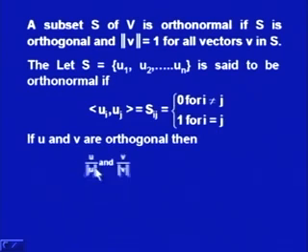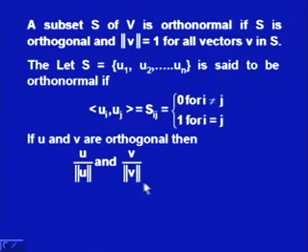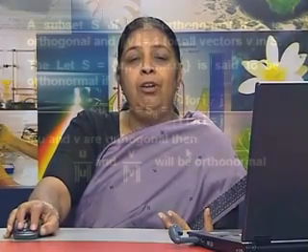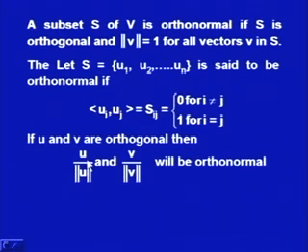If u and v are orthogonal, then u divided by norm of u and v divided by norm of v will be orthonormal, because orthogonality does not mean orthonormality. Orthonormality requires that their norm should be 1, so this additional property is required. So, if u and v are orthogonal, then to make them orthonormal you have to divide the individual vectors by their norms. This way we are getting the norm of the vectors as 1.